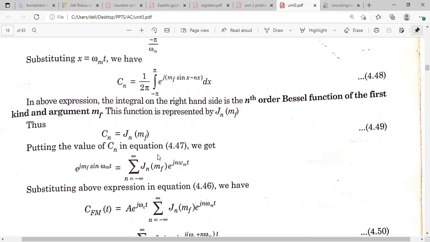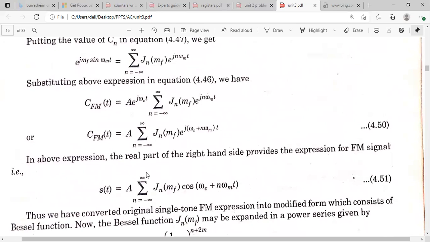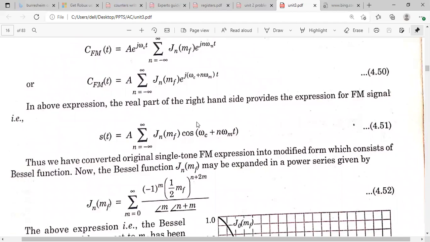And you have to substitute this value in this Fourier series expansion. You will get it like this. Here n is the value which will be varied from minus infinity to infinity. So in the above expression, if you substitute the n value, here we are going to consider only the real part. Real part means e power j n omega mt, you have to consider the cos term only. Okay, and if you are considering the cos term, this will be the standard expression for the single tone wideband FM.